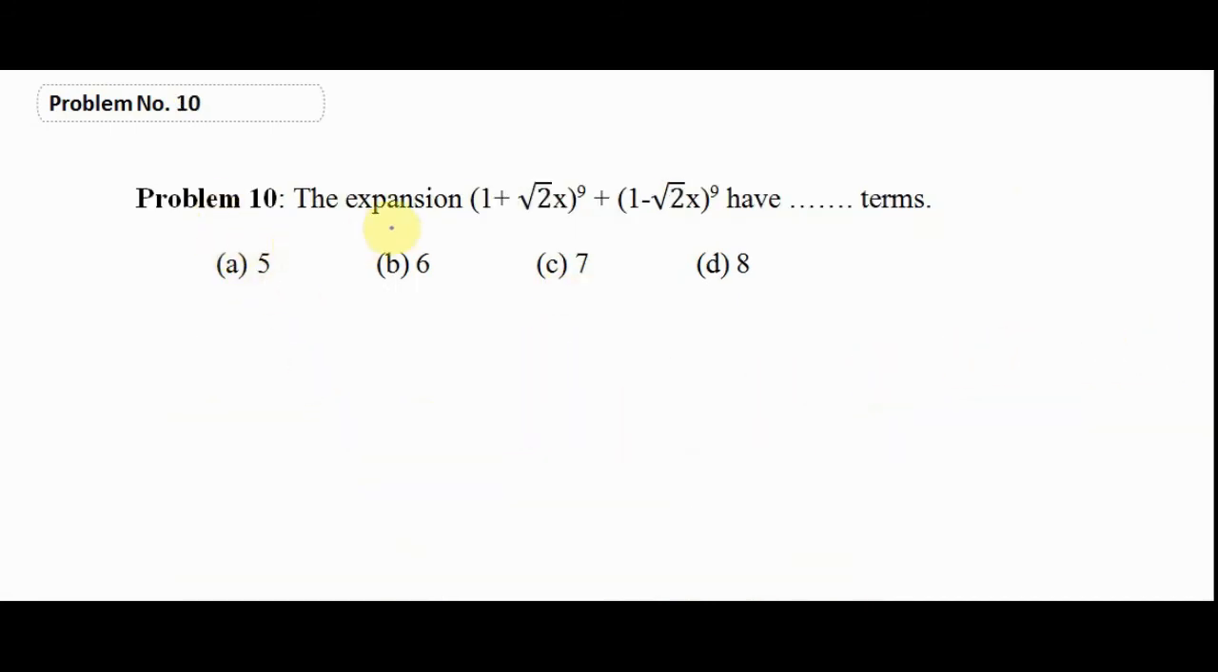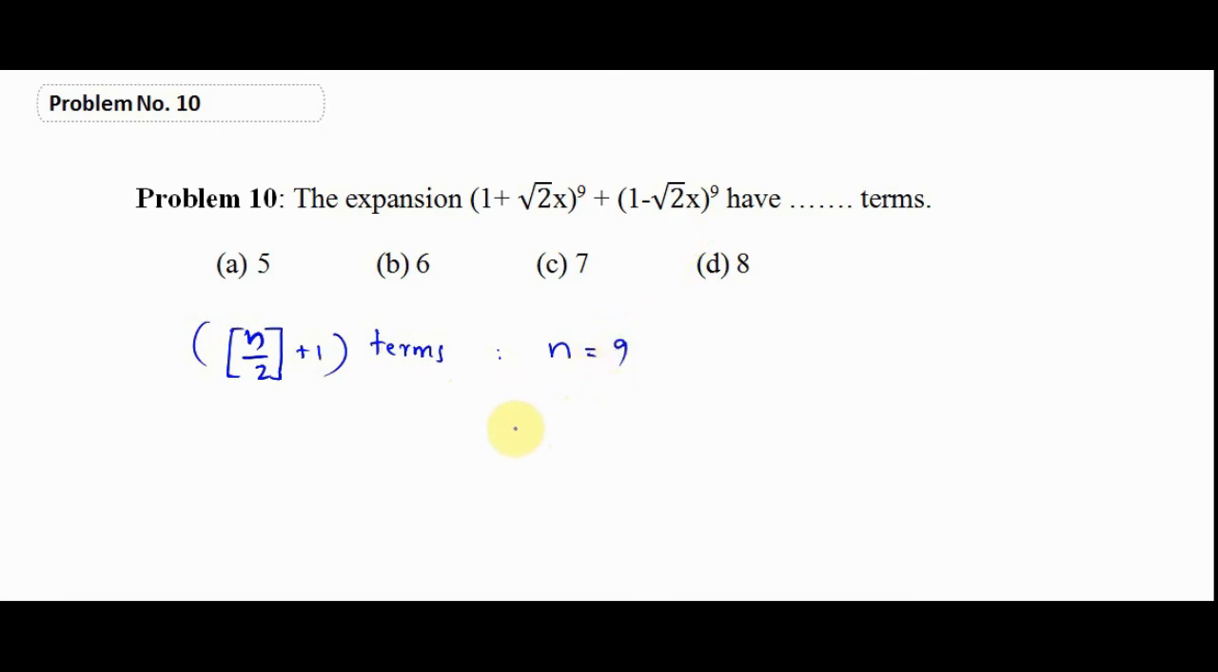Now let's see question number 10. The expansion (1 + √2 x)^9 + (1 − √2 x)^9 has dash terms. So here the question is to calculate the number of terms. So this expression is in the form (x + y)^n + (x − y)^n. So this will have n/2 + 1 terms. Okay, so here n value is 9.